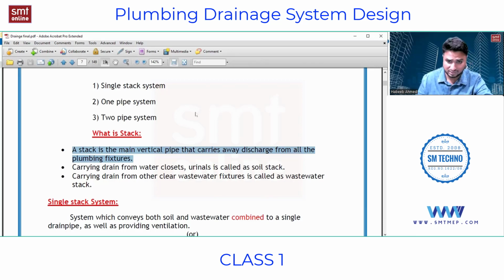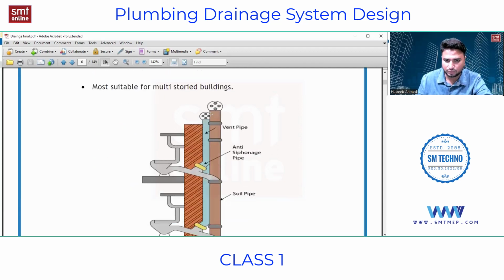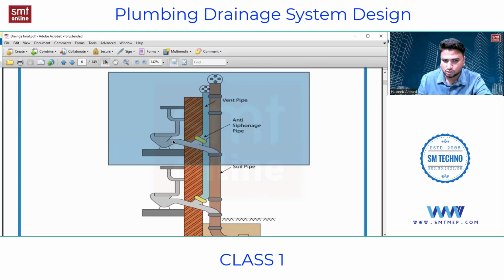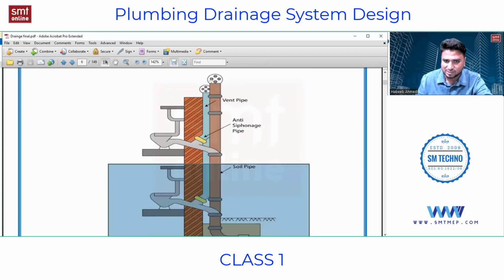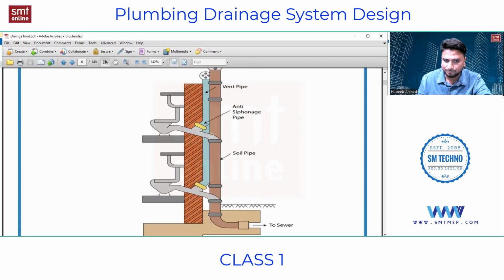Next, a stack carrying drain from WCs and urinals is called a soil stack. But before this, what is a stack? I'll show you. I can say these are stacks. This is not exactly a soil pipe; this is a soil stack. Why? Because from here, the human waste or the excreta is dumped into this vertical pipe. From here also the same thing happens into the same pipe. So this is a soil stack.